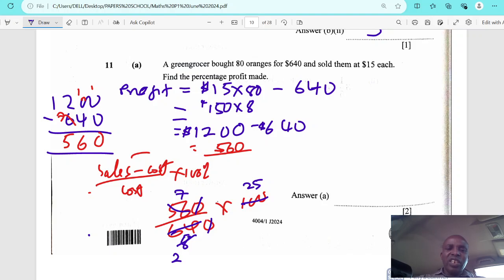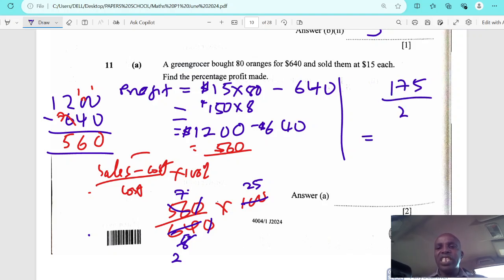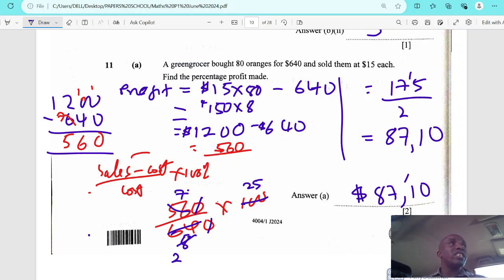Something like this. Then you can multiply 7 by 25. It will be 7 times 5, 35, carry 3. 7 times 2, 14, plus 3, 17 over 2. Then you simplify this one. Now it's easy. 2 into 17, it's 16, that's 8, remainder 1. 2 into 15, that's 7, remainder 1. So it will be 10. So it's 87.10, and these are dollars.